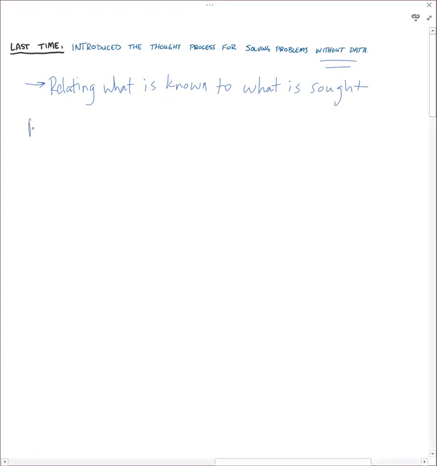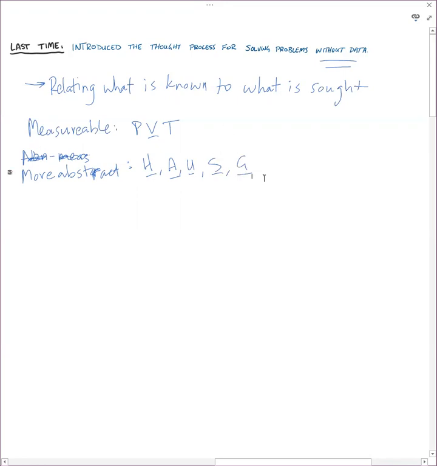So again, remember that the measurable properties we are talking about are P, V, and T. And for non-measurable, we are talking about the other 5. Well, I won't say non-measurable, I'll say more abstract properties. So these are not easily measured, you could measure them, but not easily. So we've got H, A, U, S, and G. So 8 properties, and we'll talk about some interrelationships between them.